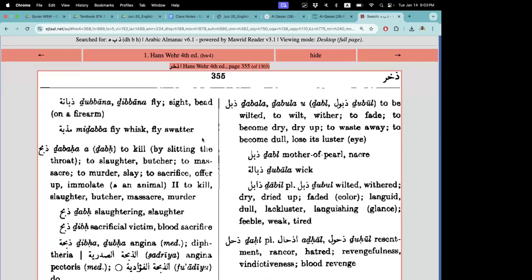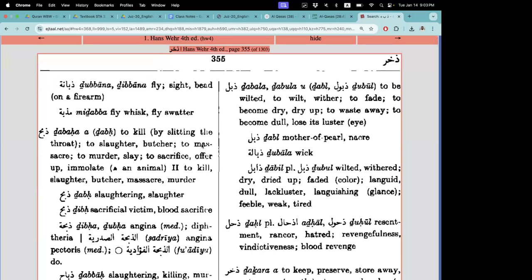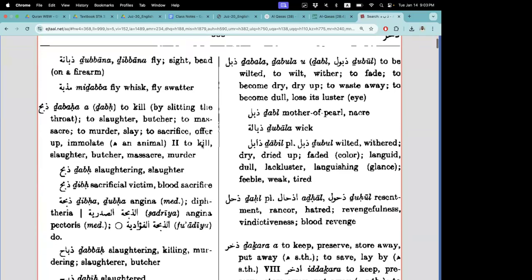It was compiled by a guy named Hans Wehr. Turned out to be a Nazi. He was a German who was, because the Germans and the Ottomans were allied, right? So the Germans would learn Arabic to be able to communicate with the Ottomans in the Muslim world. This guy made a good contribution, but subhanallah, man, why do you have to be like that?